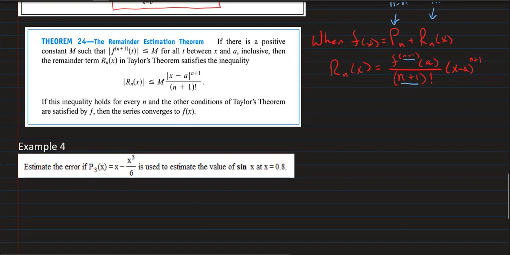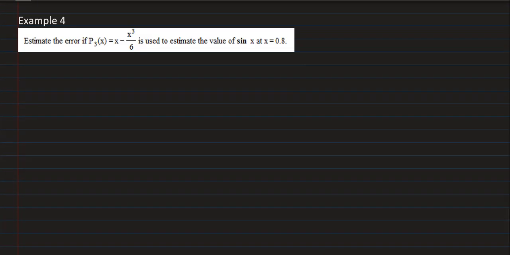And I'll show you how we can use this to estimate the value of a function at a particular value of x using the polynomial with the remainder theorem. For example 4, we're asked to estimate the error if the third degree Taylor polynomial is used to estimate the value of sine x at x equals 0.8.